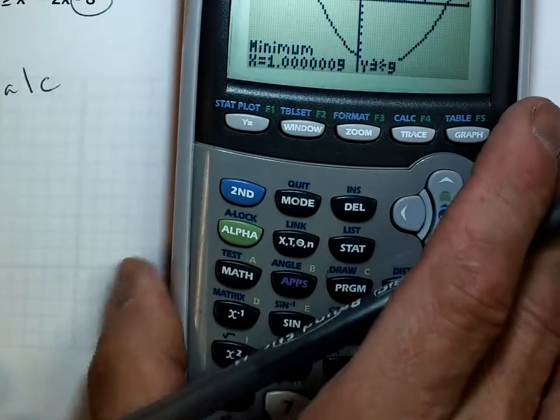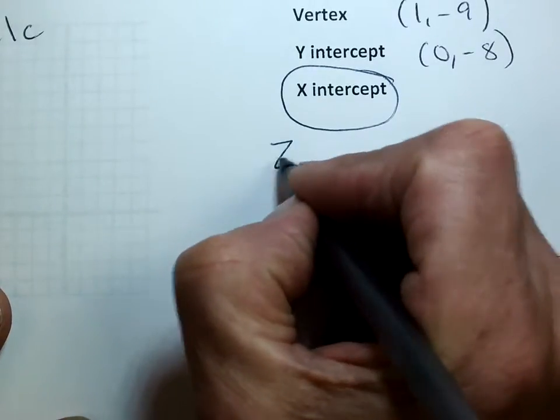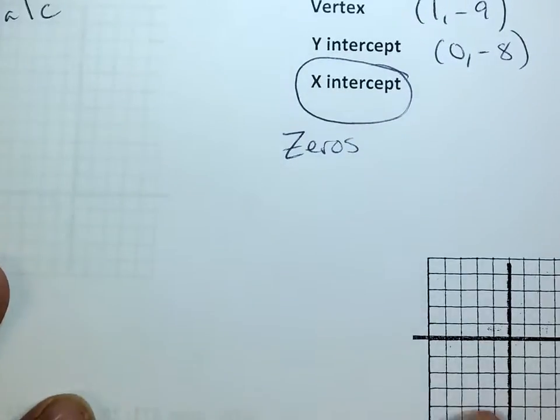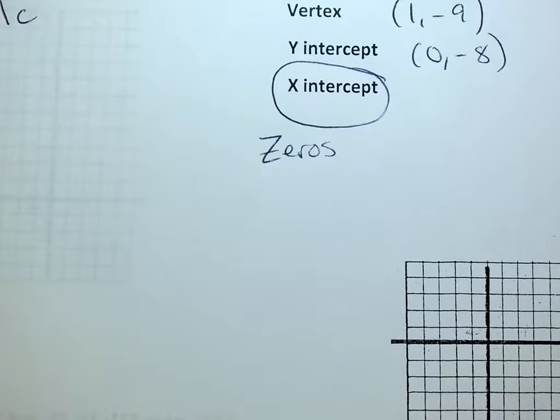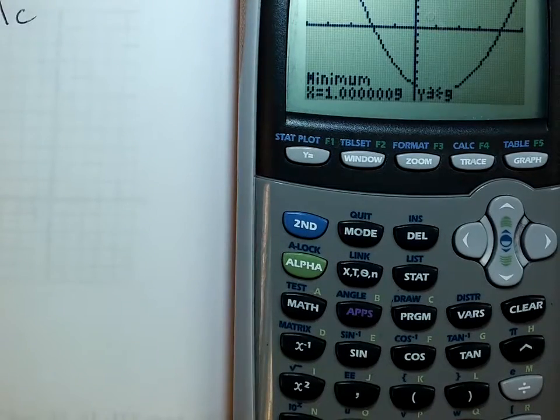So I'll show you how to get the x-intercepts. So the x-intercepts are also called zeros. Okay, x-intercepts are also called zeros because it's where the graph has a height of 0. Okay, now real quick, how many zeros does it have? 2. Guys agree? So we're going to find both with the calculator.